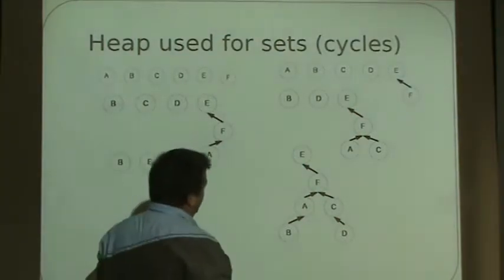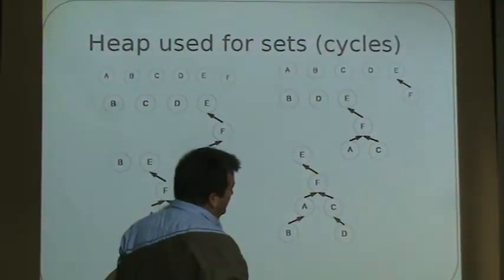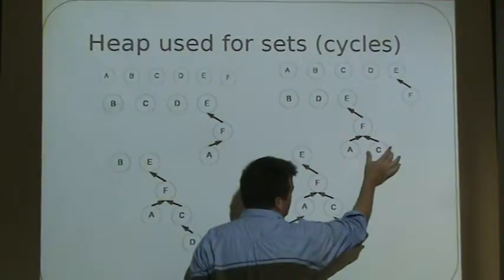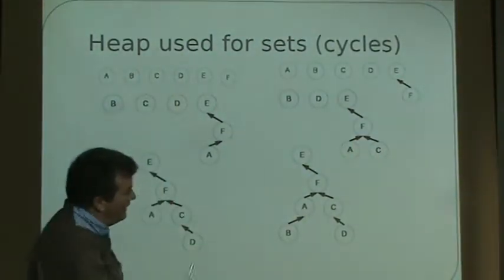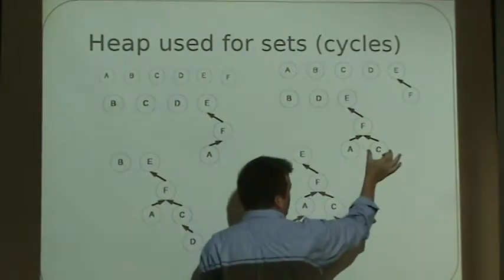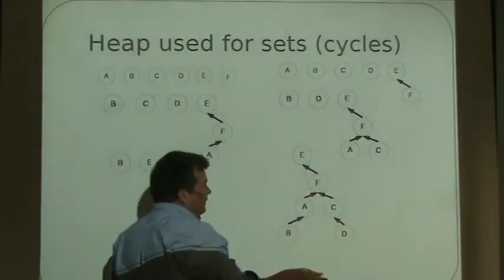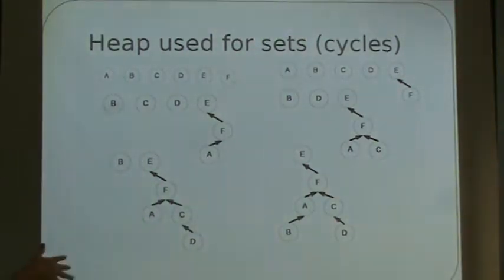Then we added the vertex C. C was connected to F. So we made C point to F, or C is a child of F. So now if we ask C, what set are you from? C would look at its parent, which is F, which would look at its parent, which is E, and then E has no further parents, so C belongs to the set E.